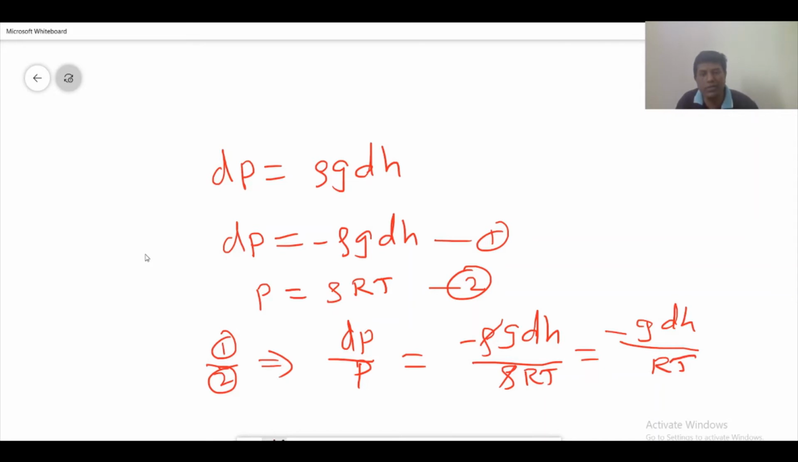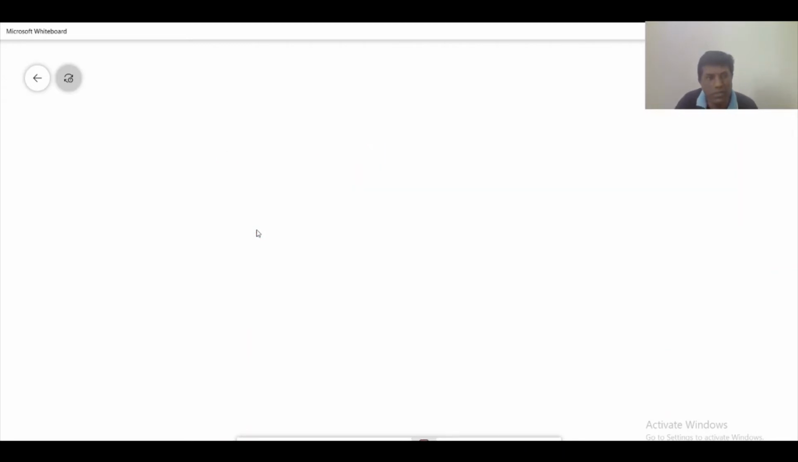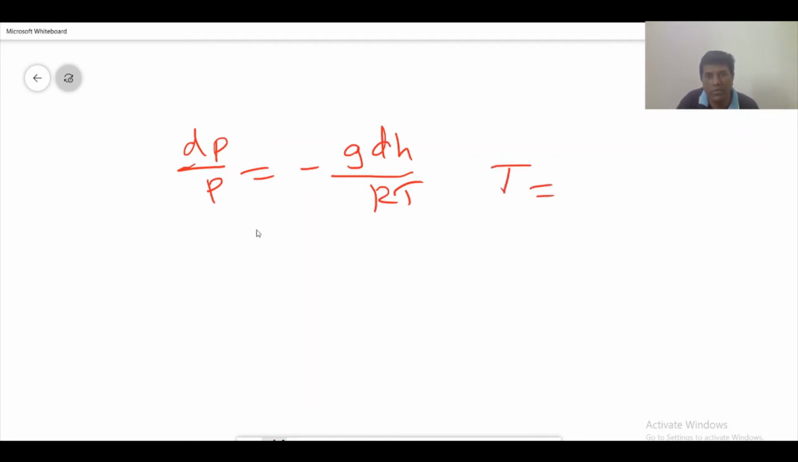So we are having dP by P equal to minus g dh by RT. This equation we can develop further. So dP by P equal to minus g dh by RT. Here this temperature T is nothing but what we have seen already: T equal to T naught minus lambda h.